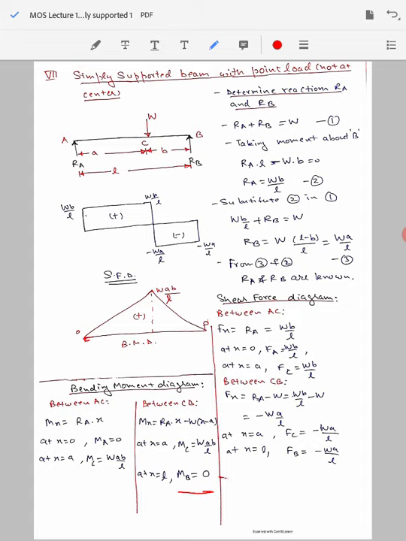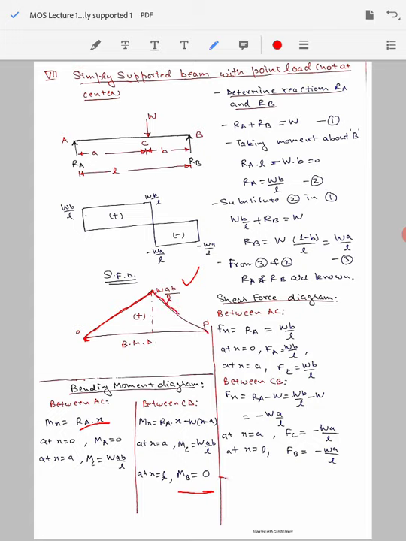So the value at point C is WAB by L. So I mark the value here. From 0 to WAB by L, because there is a linear relationship between x and the bending moment, since the equation is RA into x, there will be a straight up ramp here from 0 to WAB by L. So there is a straight line coming over here, and up to point B it is again 0.